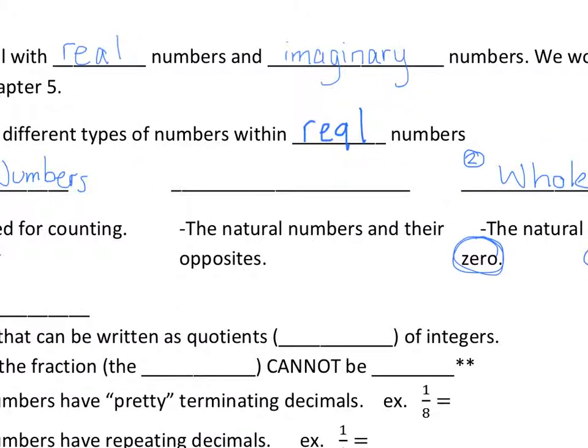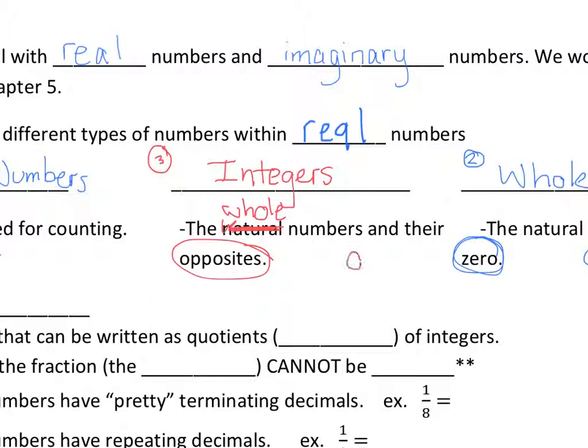Okay? The third category is called integers. Now, this includes all the natural numbers and whole numbers, plus their opposites. And I'm actually going to mark out natural right here and put whole. That is really more correct. I need to change that. Okay, so we've got all the whole numbers, 2, 3, so forth. I skipped one for some reason.